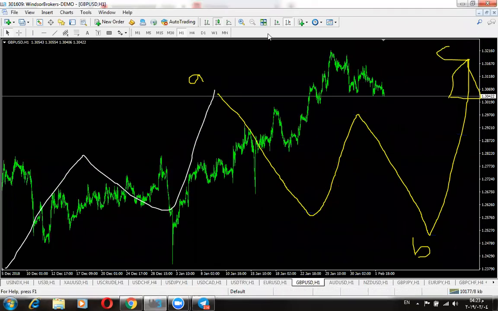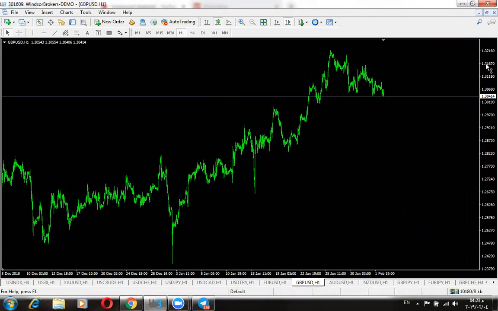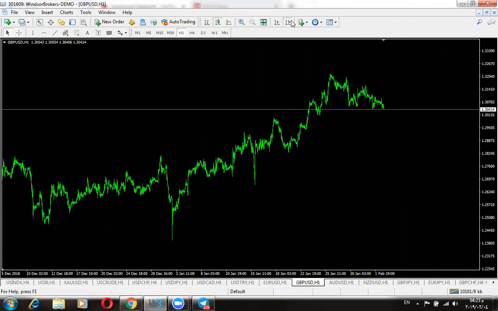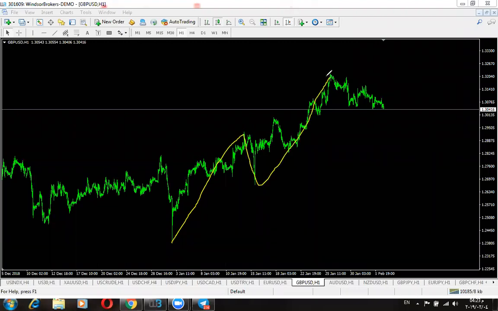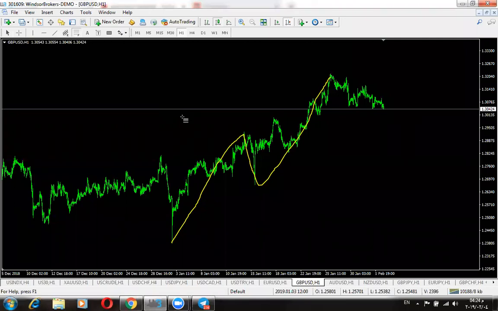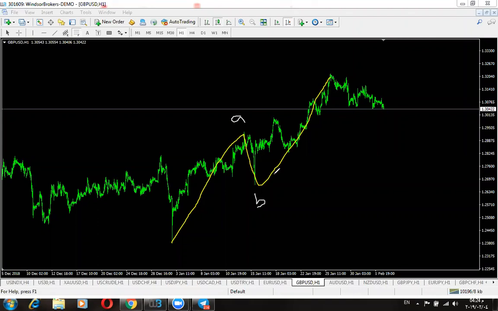Let me move to the pound. We have finished the first ABC legs for the pound to the upside. I will show you that. This is A, B, C. And if we draw the Fibonacci ratio between, I will put the numbers first so that everything is clear. This is A, this is B, and this is C.